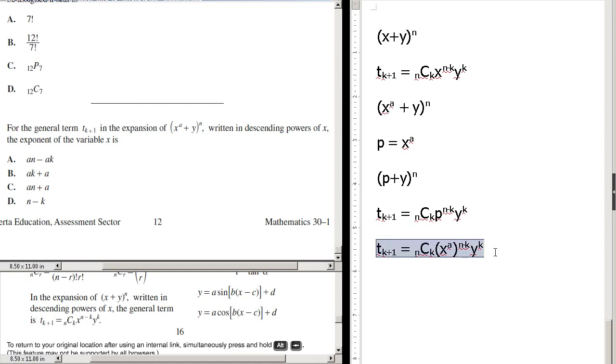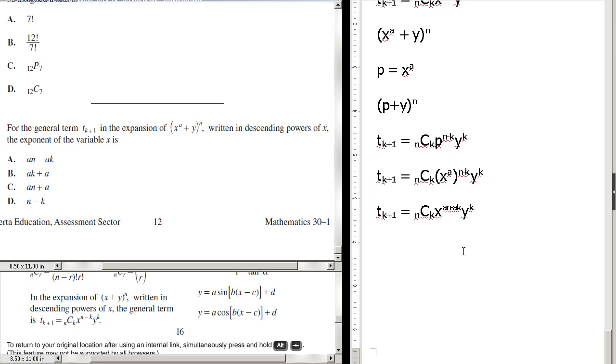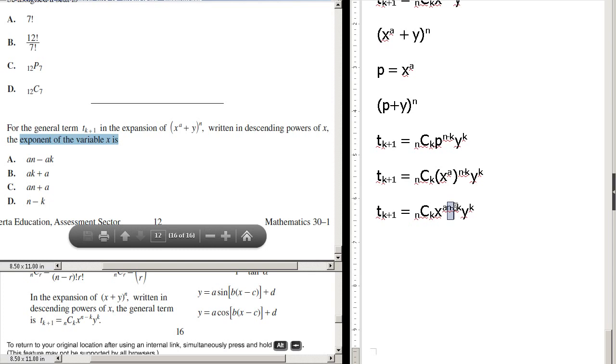And now our final step is to expand this. So I can get rid of this bracket and this bracket, and I have that. T k plus 1 equals nck x to the an minus ak y to the k. And our question asks us for the exponent of the variable x. Well, there it is, an minus ak. That's a.